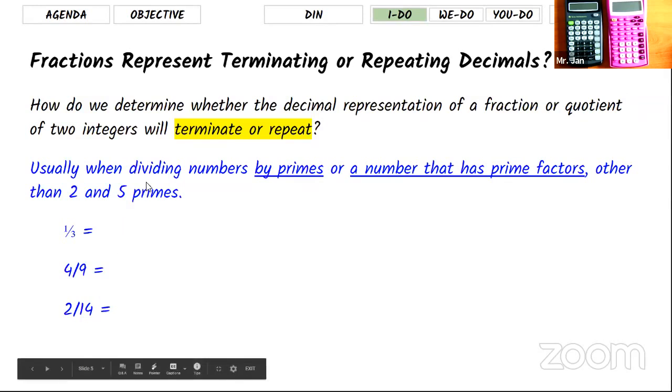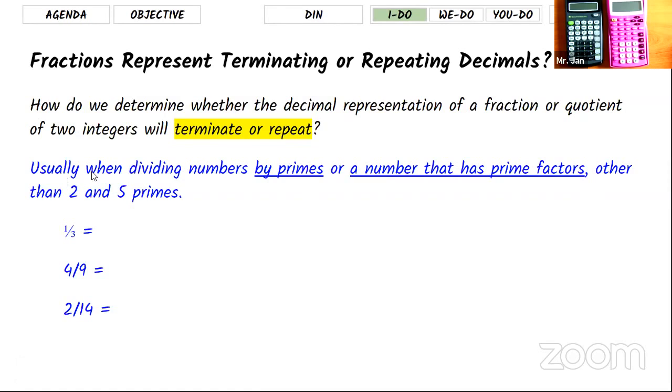I thought you also need to know this. The answer is usually when you're dividing numbers by prime numbers or a number that has prime factors, other than 2 and 5, because 2 and 5 are special numbers. When you multiply them, it's going to be 10. So it's other than 2 and 5. Any other prime numbers, when you divide by them, it's going to become a repeating number.